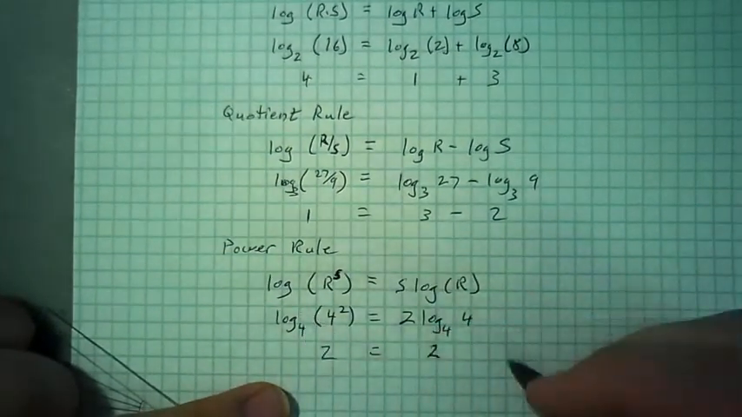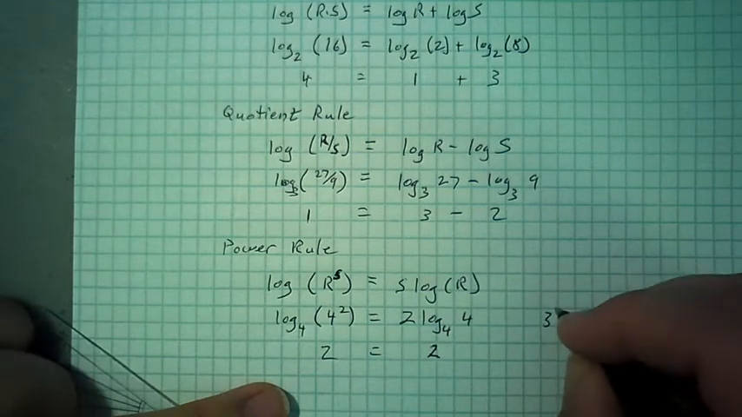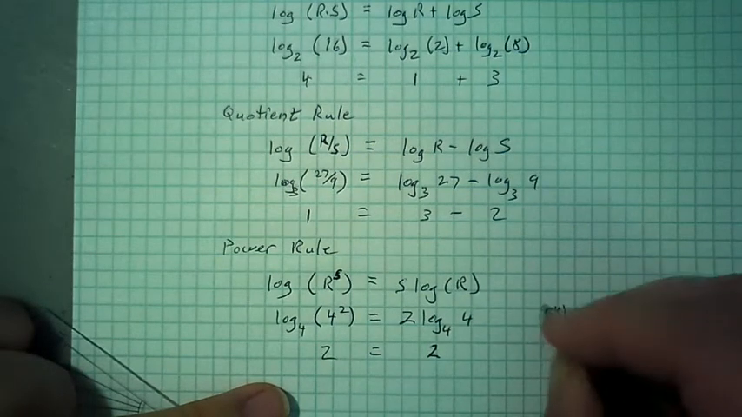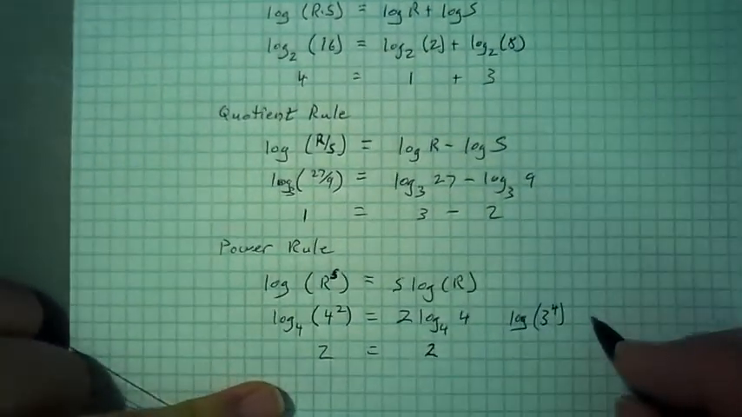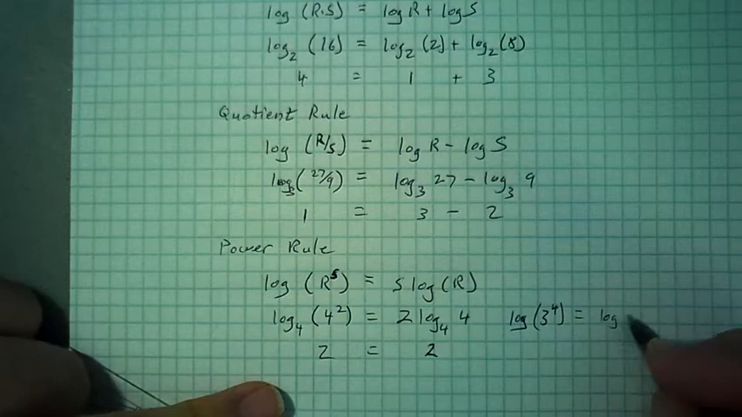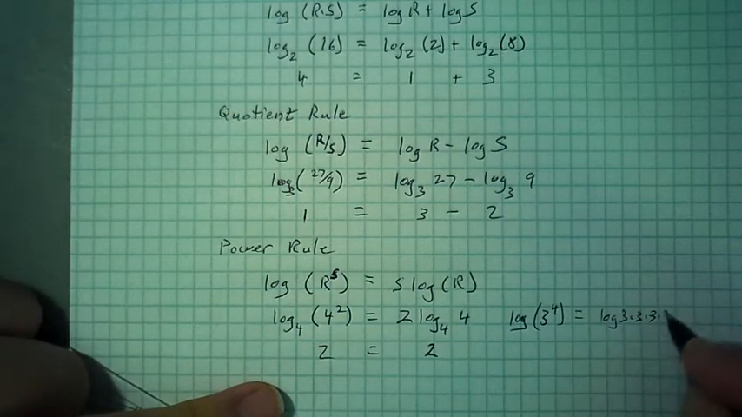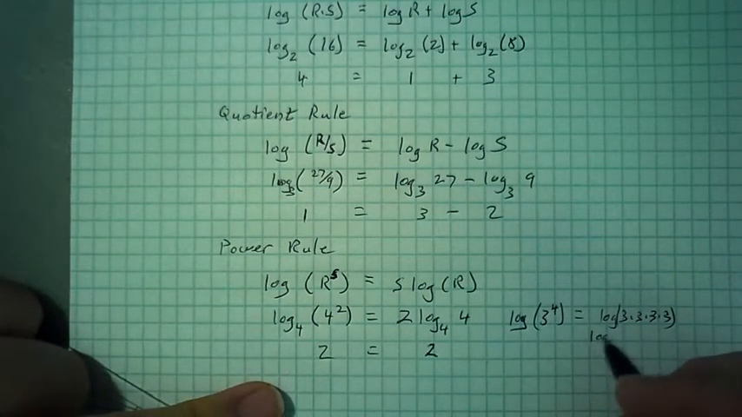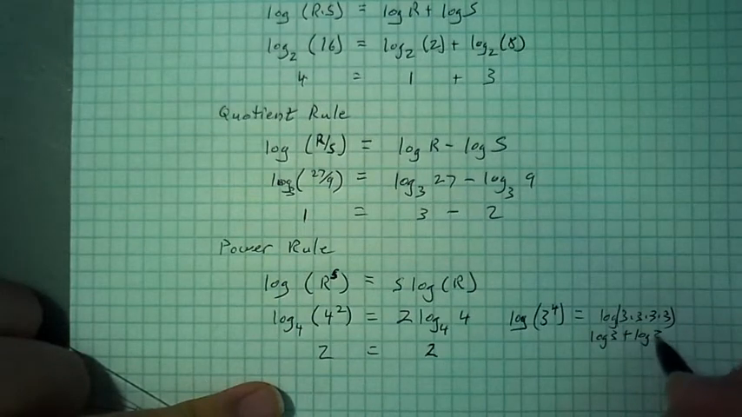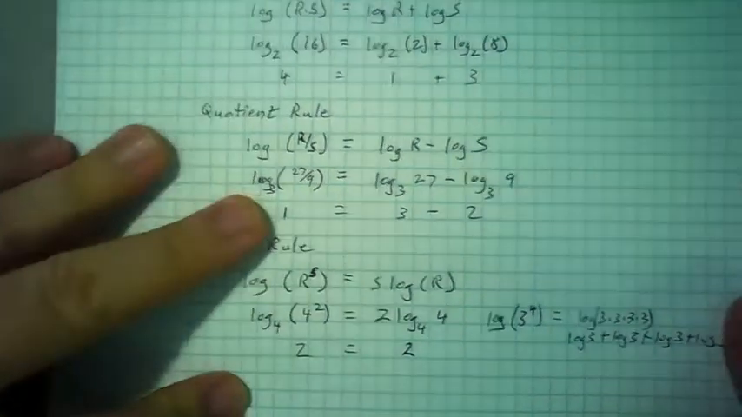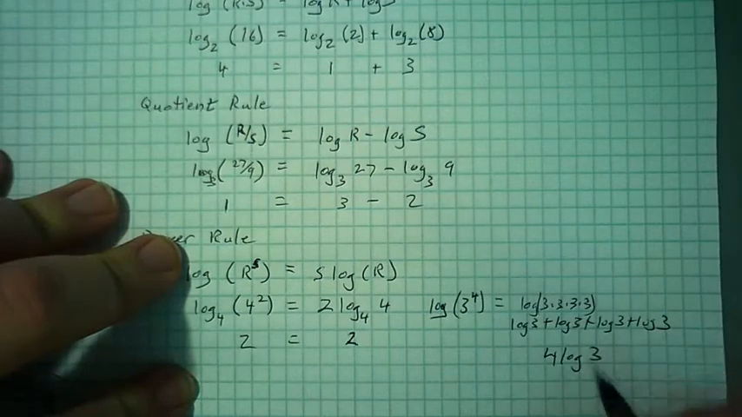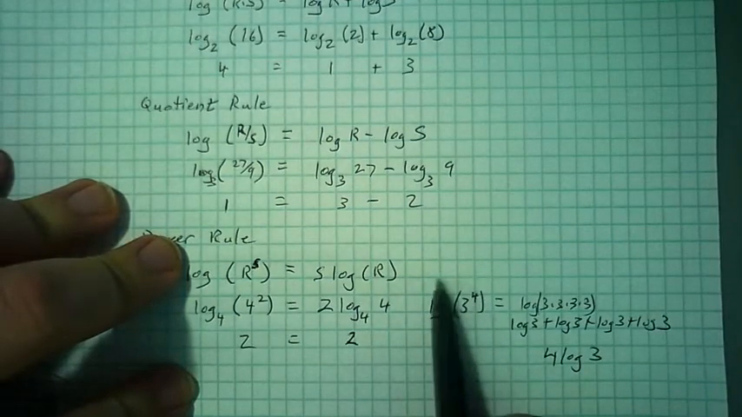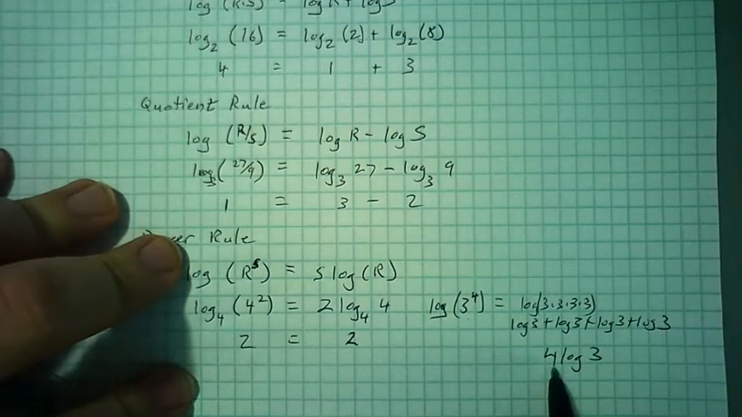You can also think of this as if you have something like 3 to the 4th power, you can split that up into the log of 3 times 3 times 3 times 3. And the product rule says that's log 3 plus log 3 plus log 3 plus log 3, which is the same logarithm added 4 times. 4 log 3. So this 4 can come right out front and be the coefficient on the front.